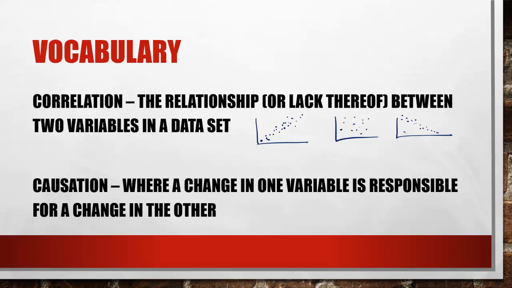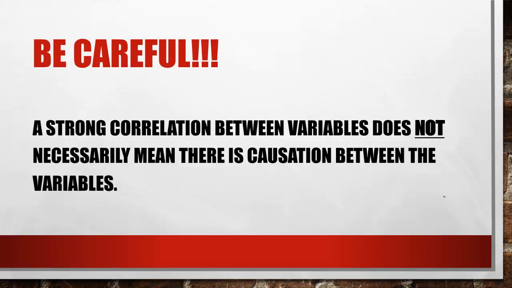Now, causation is where a change in one variable is responsible for a change in the other. Okay? So there's a difference there. Causation, meaning one thing causes the change in the other. So you've got to be careful. Just because you have a strong correlation between variables does not necessarily mean there's causation between the variables.